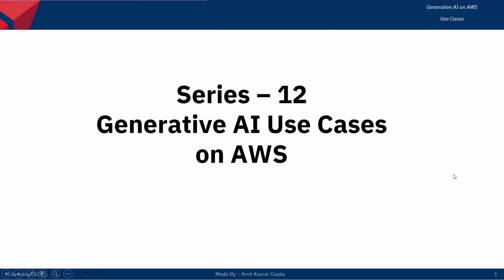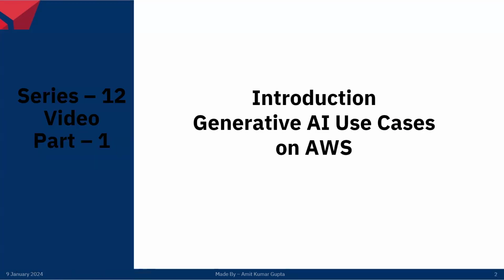This is series 12. In this series, we will discuss generative AI use cases on AWS. I have selected a few use cases in this series, and I will cover some more use cases in the next series 13. So this is part 1 for this series, and here we will discuss what we will cover in series 12, and later I will cover some introduction to generative AI and an introduction to the LLM models, right?